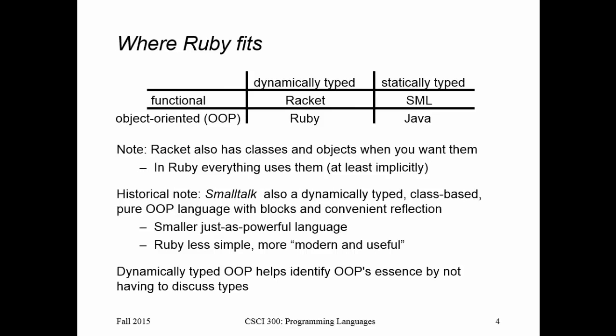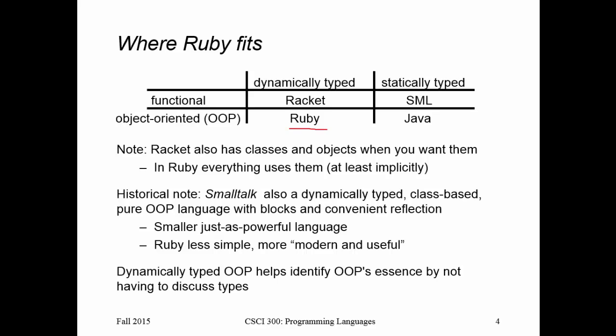And here we have, this is like a matrix. You see on this column, dynamically typed and statically typed. And for functional, we have two categories: functional languages like Racket or SML, and object-oriented programming languages, Ruby and Java. This gives you some sense about which one is dynamically typed, which is statically typed, which is functional, and which is object-oriented.